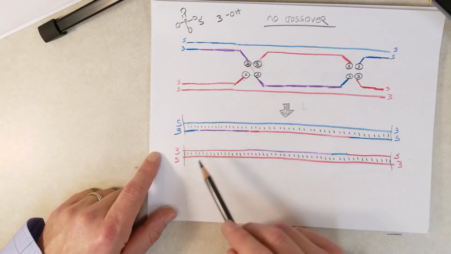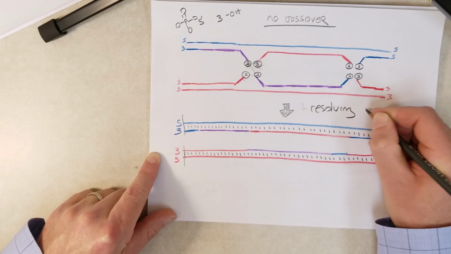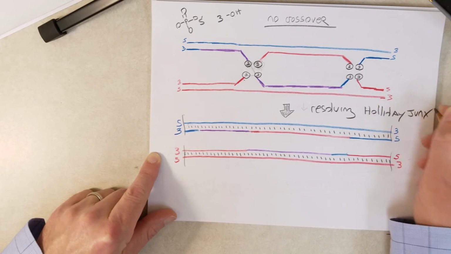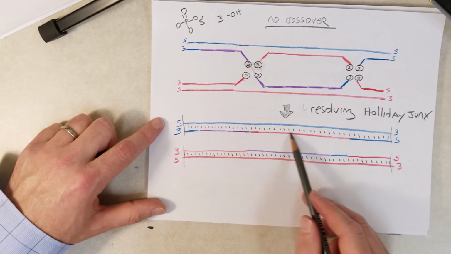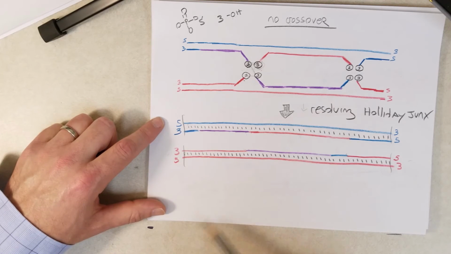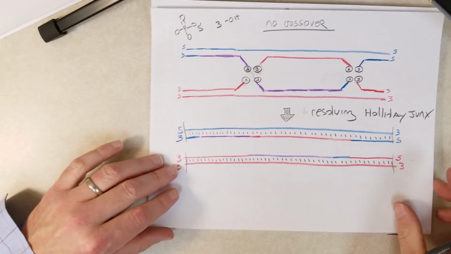This is also called resolving the Holliday junctions. And that's one way to resolve the Holliday junction. And this results in no crossover. We have some funny things going on in here, and we'll talk more about this in later lectures. But for the most part, the end result is no crossover.